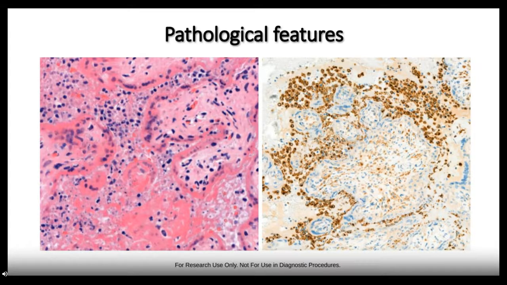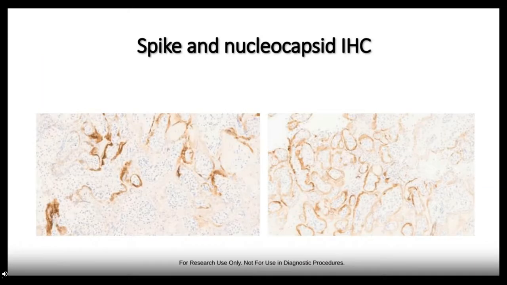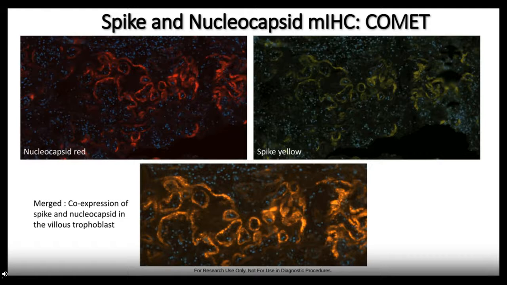So here's a piece of tissue from a COVID-19 positive placenta. And on the right here, you can see CD68 positive cells at the fetal-maternal interface in the placenta. Now looking at another case, it's staining here by single-plex immunohistochemistry for spike on the left and nucleocapsid on the right. You see good evidence of staining.